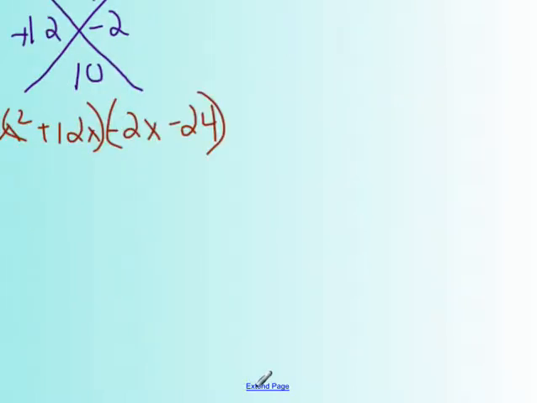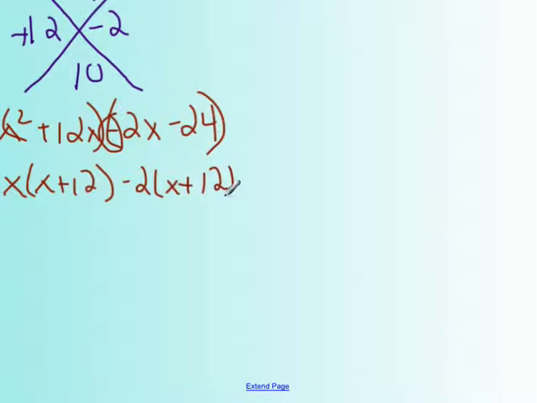Out of that first group, between x squared and 12x, I can take out an x. And then when I divide each term by x, I'm left with x plus 12. Then out of each term, I can take out a -2. Now that's going to change the signs of everything. I knew to take out a negative term because there's that negative there. And when I do that, I'm left with x plus 12.